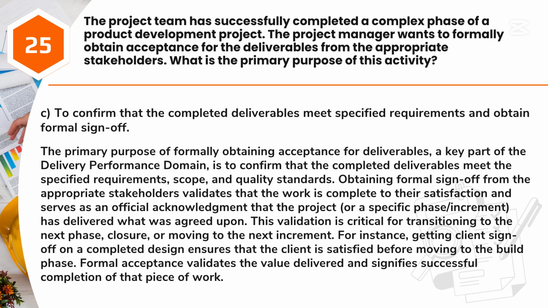Answer: C. To confirm that the completed deliverables meet specified requirements and obtain formal sign-off. The primary purpose of formally obtaining acceptance for deliverables, a key part of the delivery performance domain, is to confirm that the completed deliverables meet the specified requirements, scope, and quality standards. Obtaining formal sign-off from the appropriate stakeholders validates that the work is complete to their satisfaction and serves as an official acknowledgement that the project, or a specific phase/increment, has delivered what was agreed upon. This validation is critical for transitioning to the next phase, closure, or moving to the next increment.